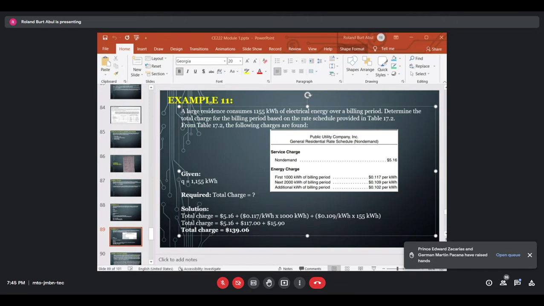Kanang next question, sir. Unsay purpose anang 0.102? Kanang additional kWh po, sir. Kung naa pay sobra, let's say, gamiton na to sa next example. So, wait lang ha. Pasangyan ko na akong example.